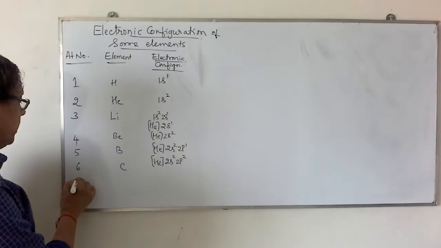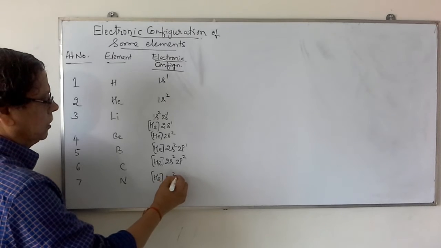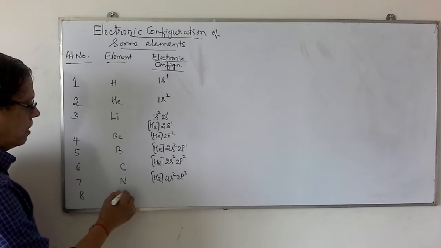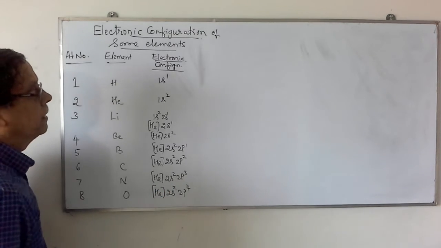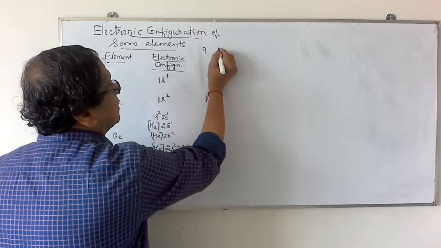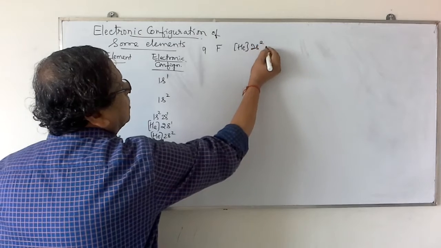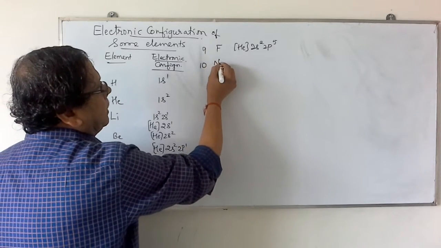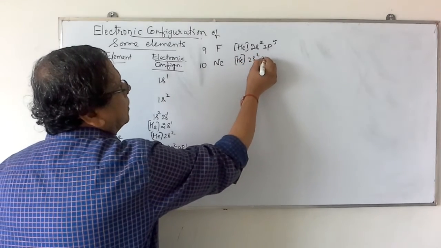Then atomic number 7, nitrogen. We have [He] 2s2 2p3. All the three p orbital electrons are unpaired. Atomic number 8, oxygen, [He] 2s2 2p4. Then atomic number 9 is the fluorine atom. We can write this as [He] 2s2 2p5. 10, neon. We can write this as [He] 2s2 2p6.